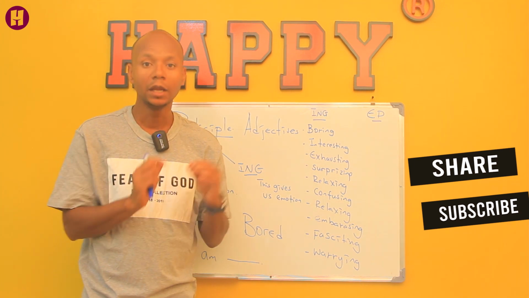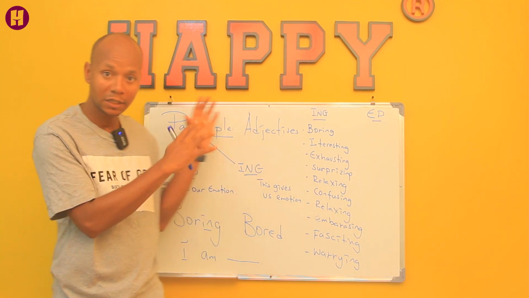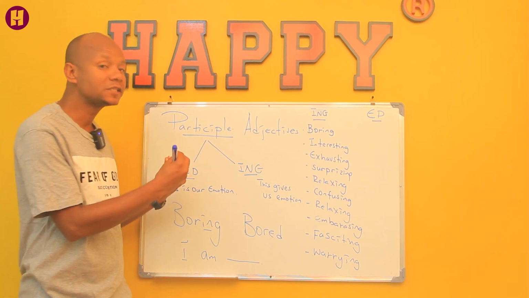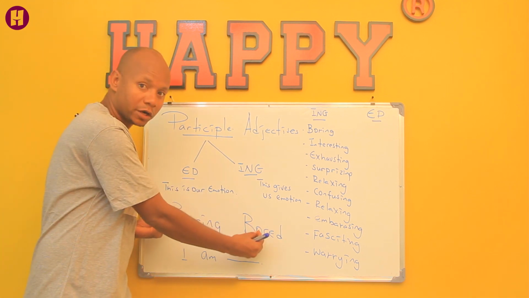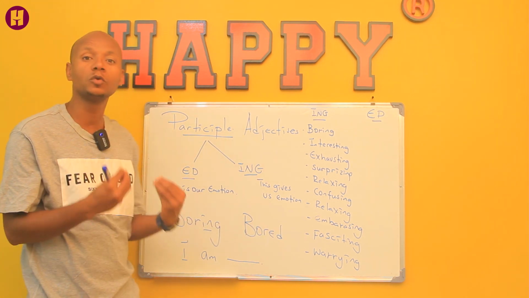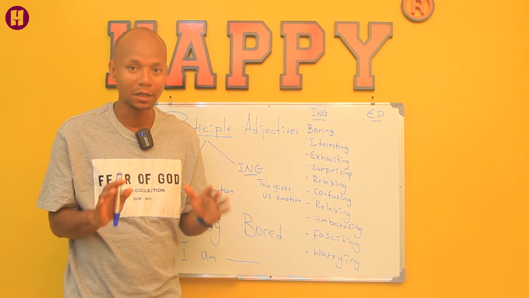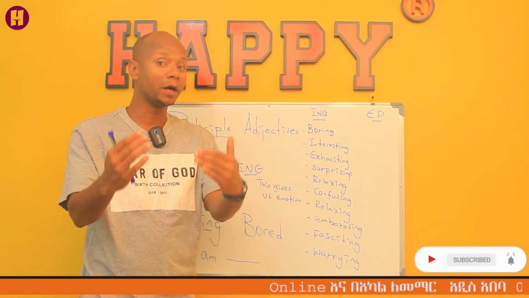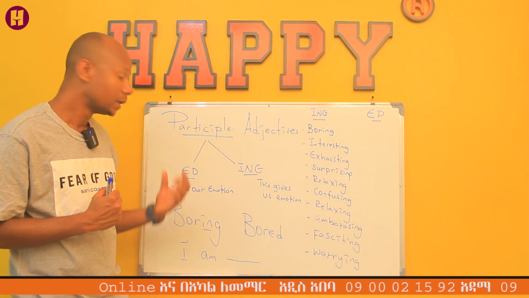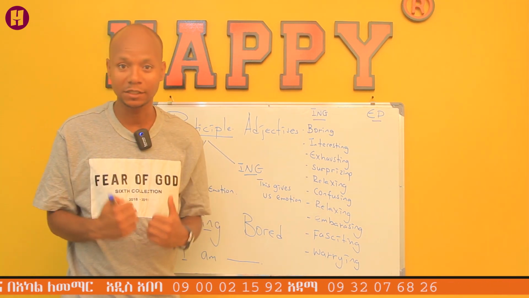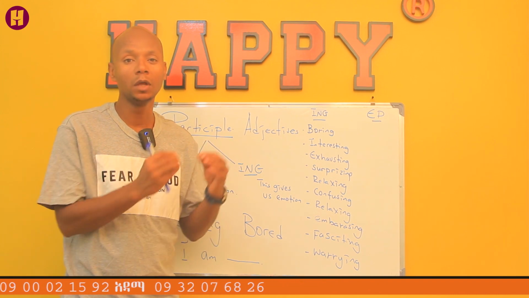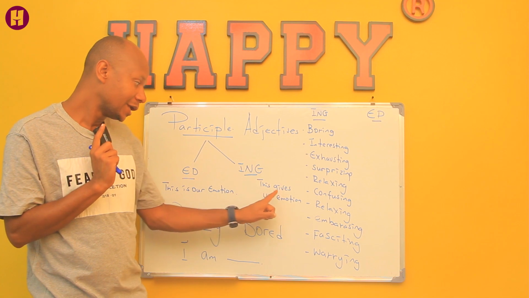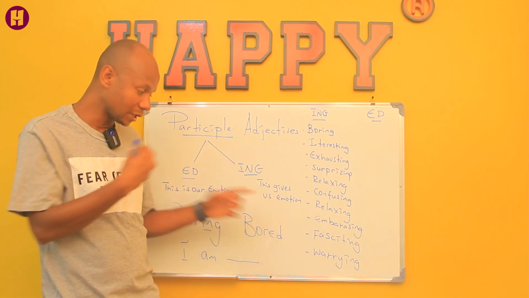For example, let's talk about this class. This class is bored or boring. Imagine, it's not completely boring. I know that. I understand that. But for example, if this class happened to be boring, this class is boring because it gives us a boring emotion.